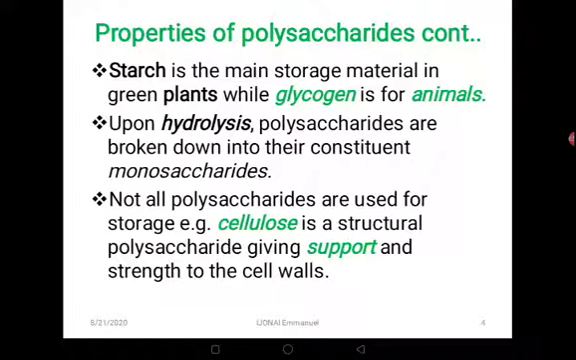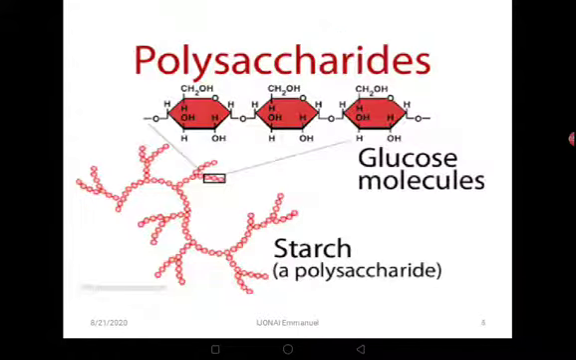Of course, not all polysaccharides are used for storage. For example, cellulose is a structural polysaccharide giving support and strength to the cell walls. So some polysaccharides are used for storage, others are support structures, as we shall see later on.